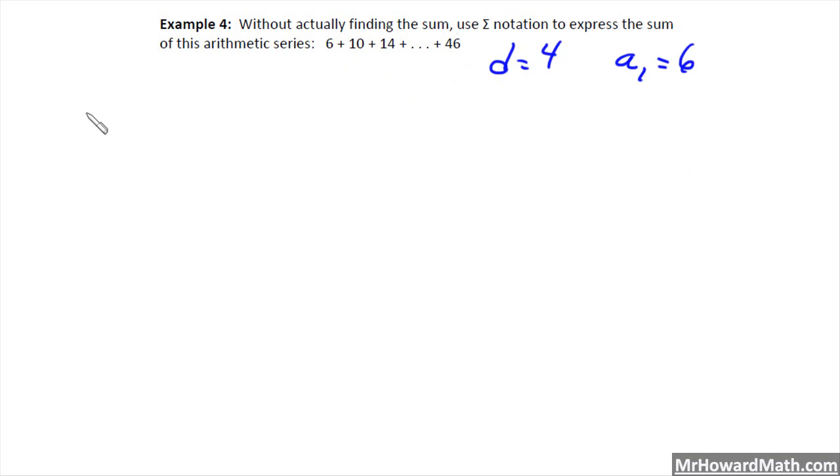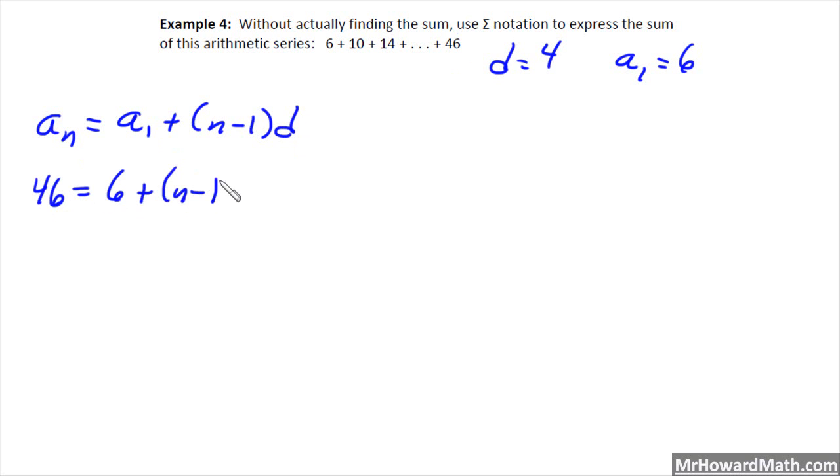So we need to go back to the previous lessons and use our formula to find an arithmetic sequence. So that would be a sub n equals a sub 1 plus the quantity n minus 1 times the common difference. And plug in what we know. We want to find what term number, so the n value of that term right there, we need that so we know how to fill in our sigma notation. So 46 equals a sub 1 is 6 plus n minus 1, that's what we're solving for, is that n there, times our common difference of 4.